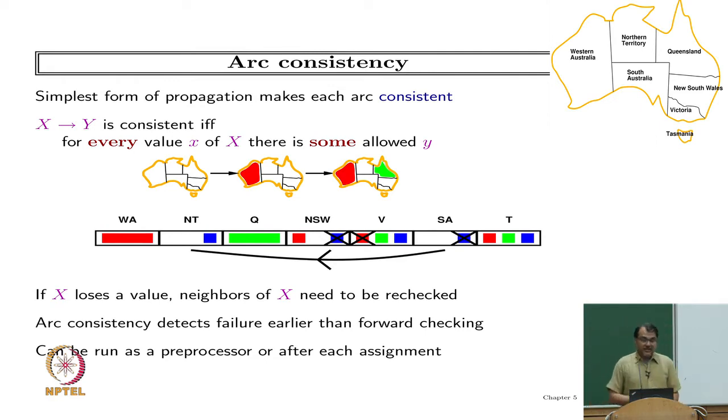So, in other words, arc consistency detects failures much earlier than forward checking. Forward checking is only enforcing constraints from assigned to unassigned. Arc consistency is enforcing constraints between unassigned.